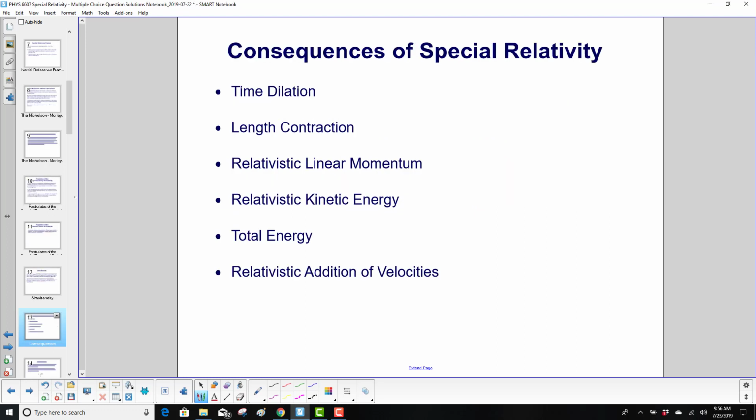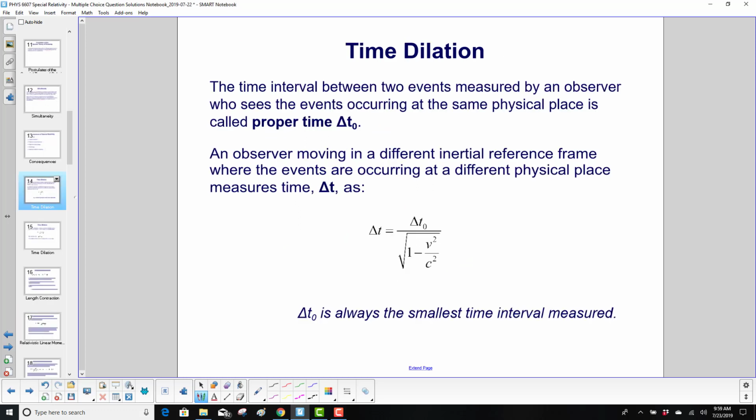Special relativity has had a huge impact on our knowledge of the universe. And again, you have to be moving near the speed of light for these effects to come into play. So we have time dilation, length contraction, relativistic linear momentum, relativistic kinetic energy, total energy, and then the relativistic addition of velocities. We will now go over those consequences one by one.